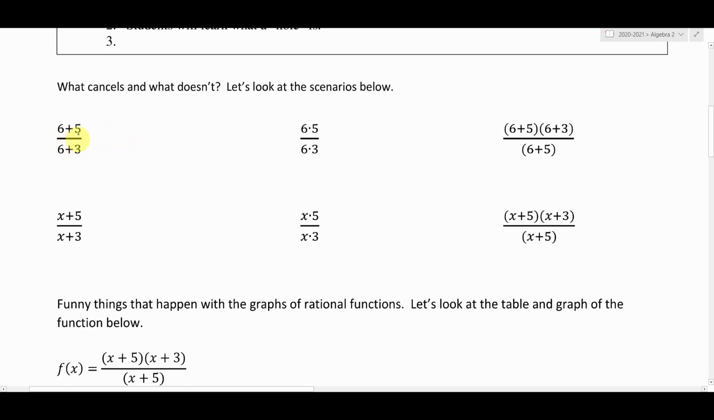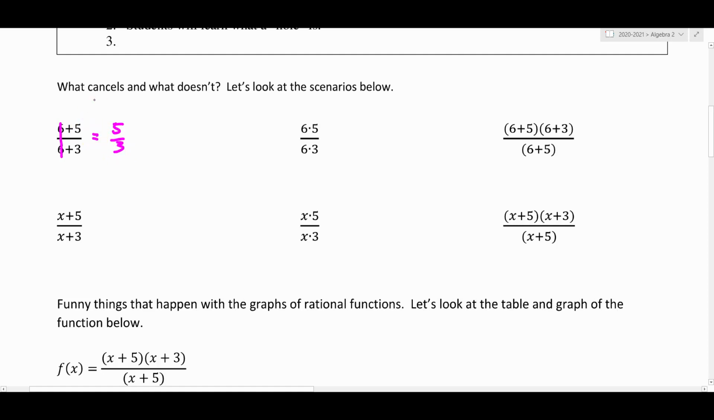So for instance, in this first expression here, many students are tempted to cancel these out here. So you might say, oh, look, there's a 6 in the top, there's a 6 in the bottom, so there's a common factor, let's cancel them out. But the problem is these 6's are not being multiplied by something, they are being added to something. So it's 6 plus 5, not 6 times 5. And it's 6 plus 3, not 6 times 3. All right, so if I were to cancel that out, then you would be saying that this expression equals 5 thirds.